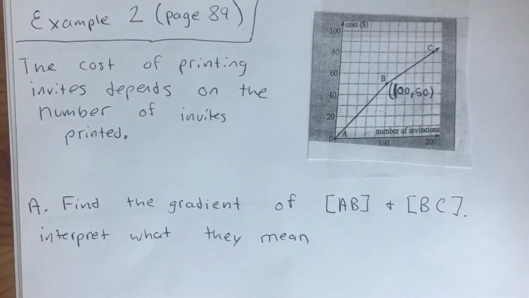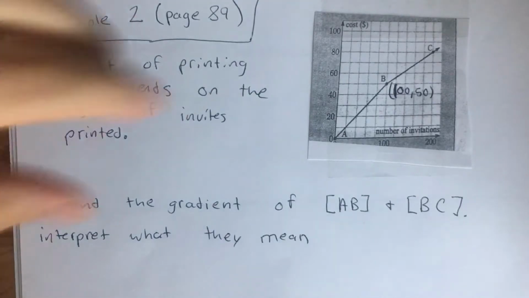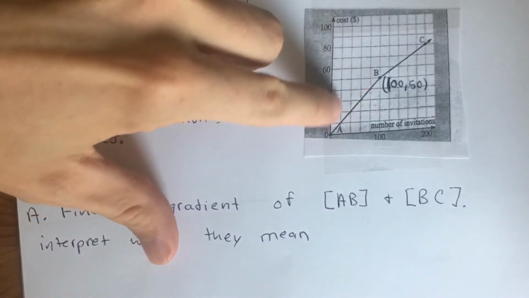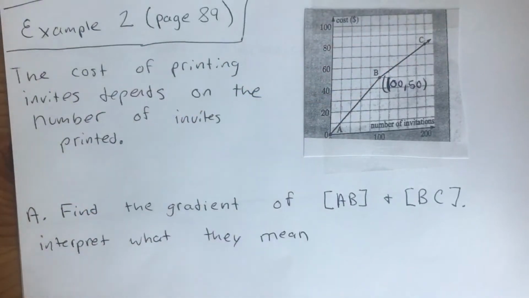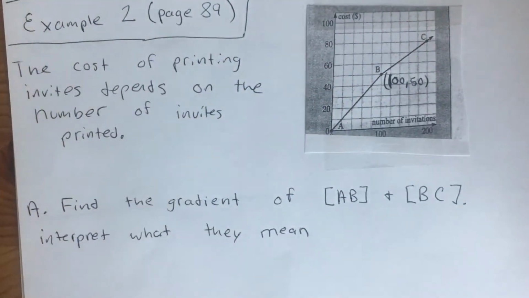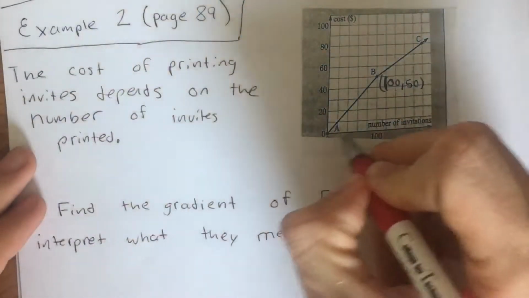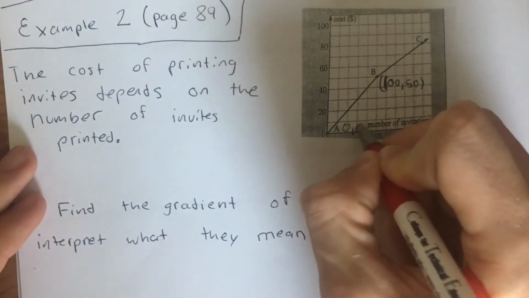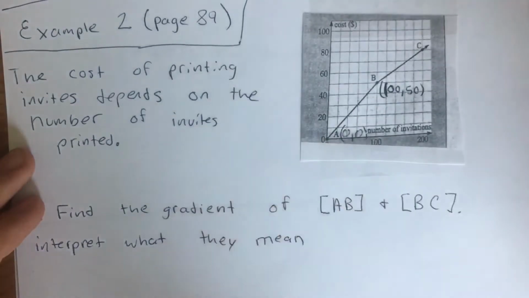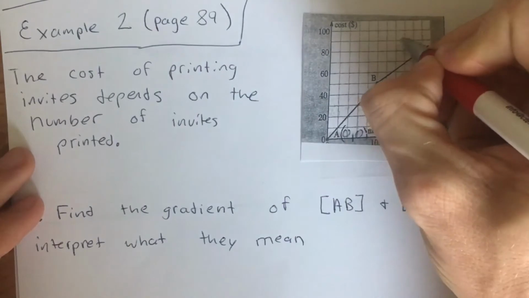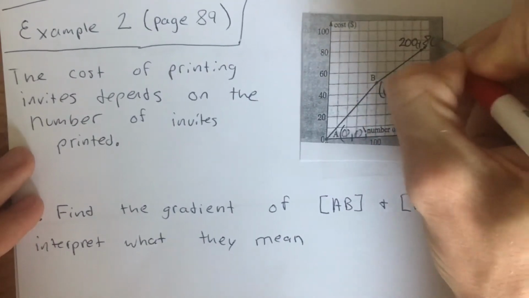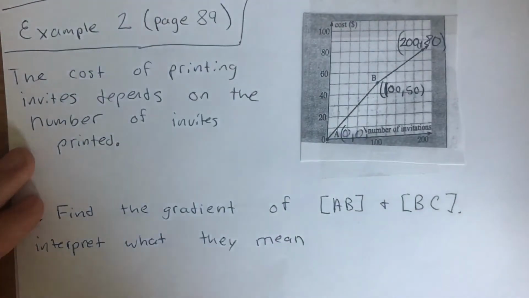The first thing we need to find is the gradient, or the slope, of AB and BC, because you can see that this one is going up a little more steeply than that one. So we're going to figure out the slope of both of these real quick. The coordinates we're going to use: 150 is a part of both lines. For A, we're going to use 0, 0. And for C, we can use the coordinate, I believe, 200, 80. We're going to calculate the slope using those.